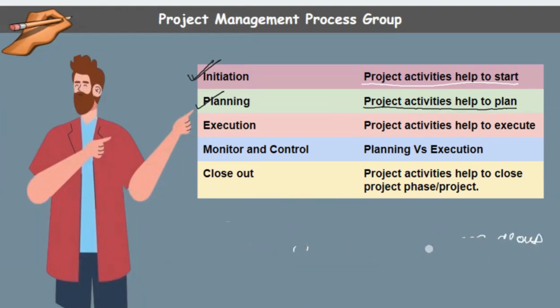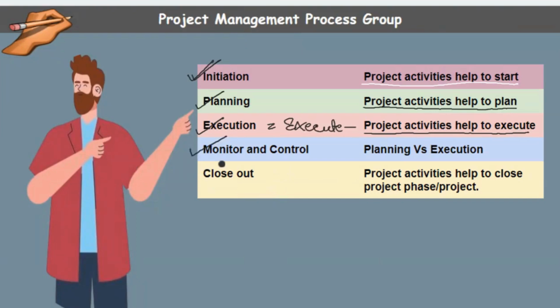The next one is execution. So execution means to do the work. Your team is executing. So all the project activities which helps to execute the project, that helps to execute a particular phase, those activities are placed under execution process group. Then comes monitor and control.